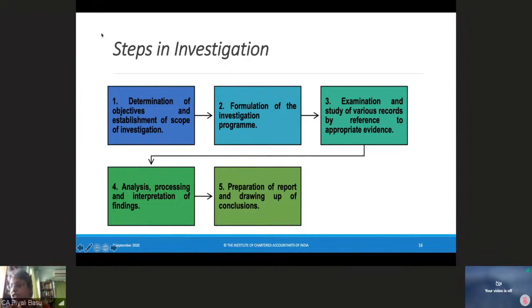So when you formulate the program, what will you do? We will basically understand what the components of salary are and where they have come from. This is the planning. So the scope, we are very clear on what they have said. Then we formulate the investigation program.